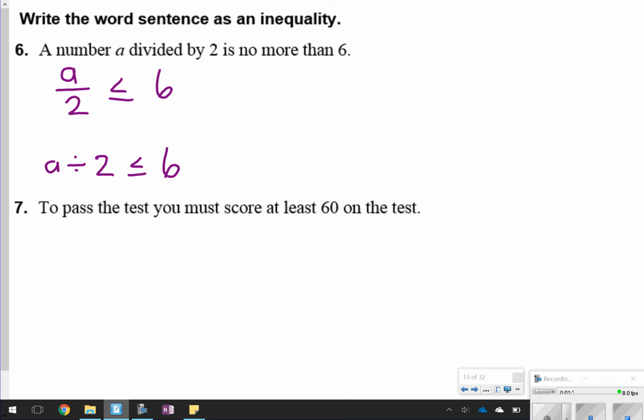Number 7, to pass the test, you must score at least 60. So I just did P for pass. And at least would be greater than or equal to 60.